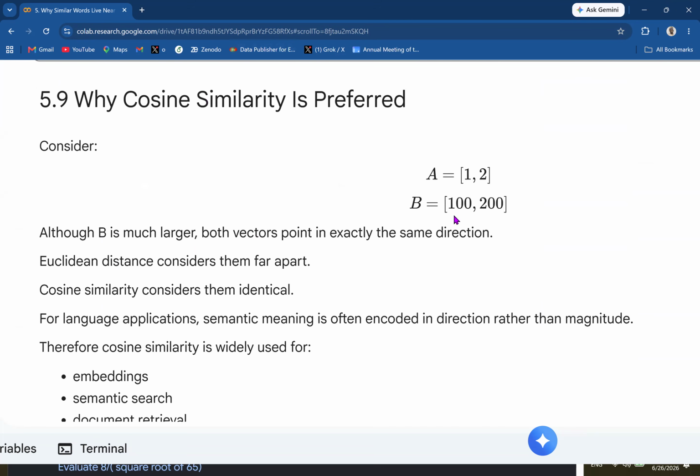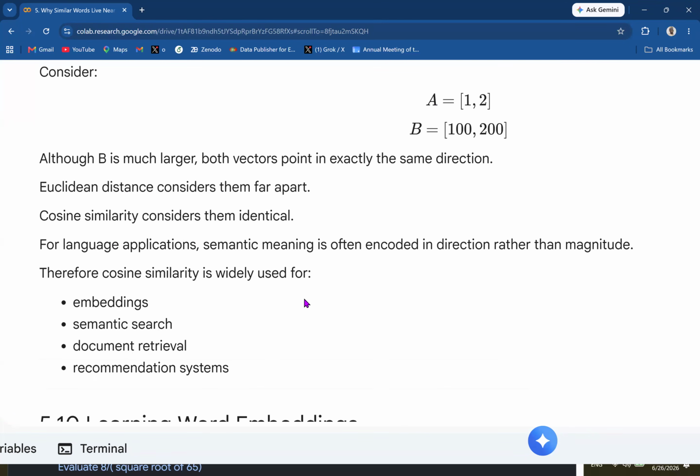Consider A is 1, 2, and B is 100, 200. Although B is much larger, both vectors point in exactly the same direction. If you take the magnitude, it's going to be so big and it will look like A and B are far apart. But if you look at it in terms of direction, although they look far apart in magnitude, the direction is the same, because 100, 200 is just a multiple of A, in short. So Euclidean distance considers them very far apart, but cosine similarity considers them identical.